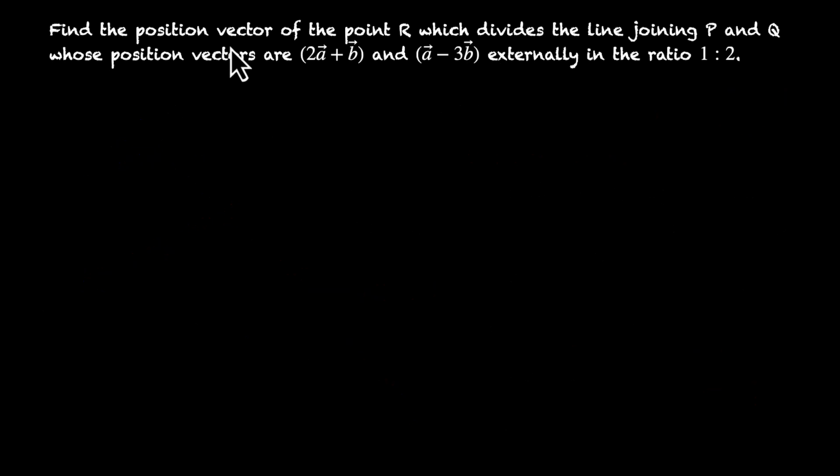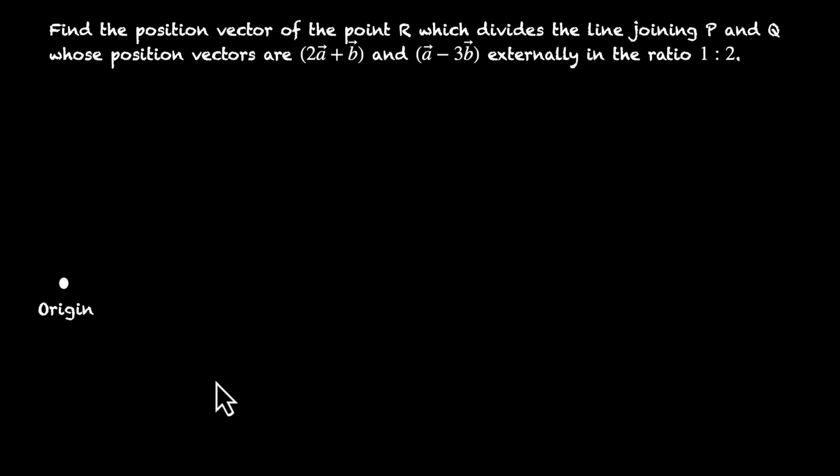Let's solve one more problem. Find the position vector of the point R which divides the line joining P and Q, whose position vectors are 2a vector plus b vector and a vector minus 3b vector, externally in the ratio 1:2. Alright, pause the video, give this a try. Okay, let's do this together.